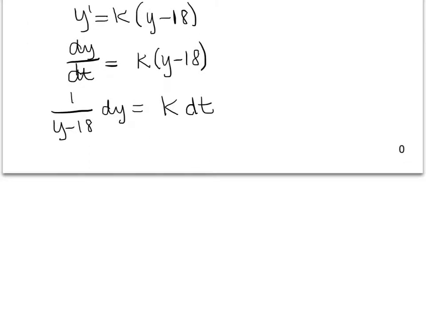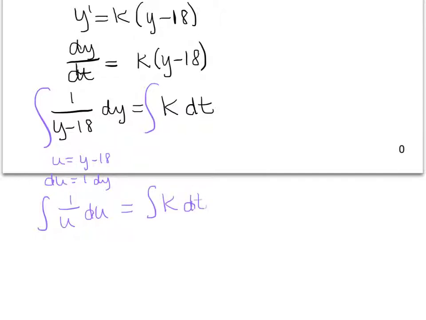So now, in order to solve this, I'm going to integrate both sides. When I integrate, I see that I really have u equal to y minus 18. So I'm going to say du is equal to 1 dy. And I have the situation of the integral of 1 over u du equals the integral of k dt. When I integrate 1 over u, I know that gives me the natural log. Plugging in my u, I have the natural log of the absolute value of y minus 18. And when I integrate k with respect to t, I end up with kt plus c.